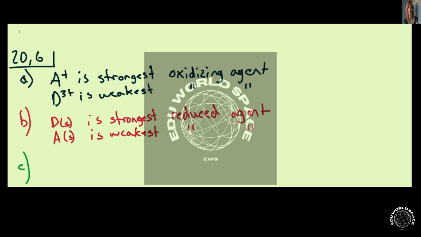So the standard reduction potential for the reduction of C3+ is negative 0.12. So for the oxidation of C2+, it would be 0.12. So we need a value that's higher than that for our oxidizing agent. And the only two values that give a value higher than that are A+ and B2+.